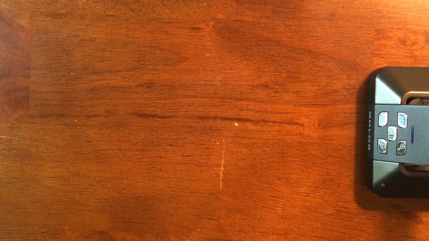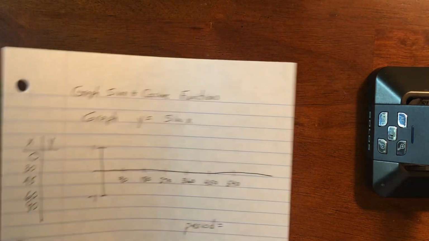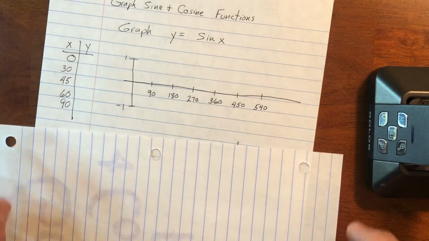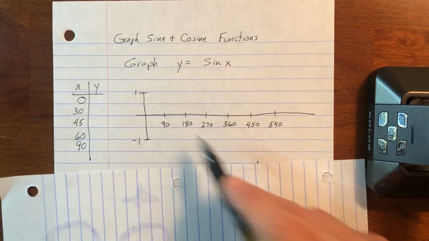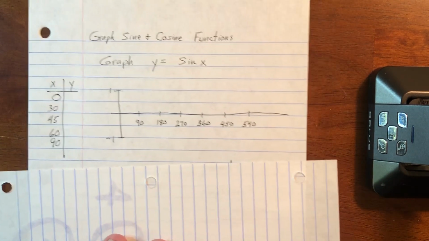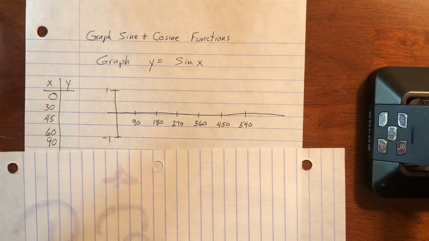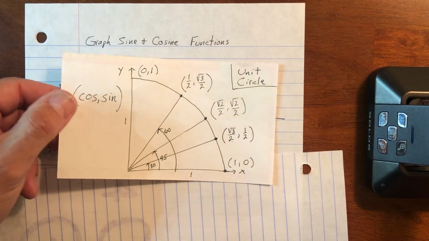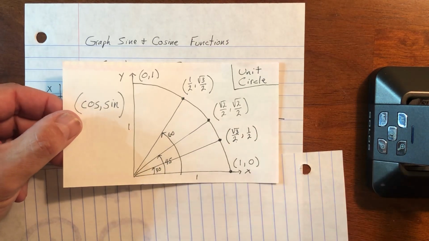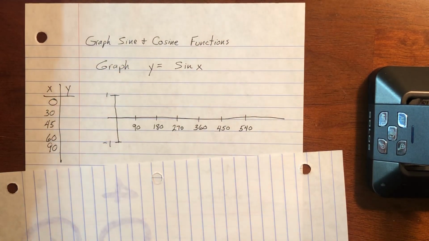We are going to graph these very similarly to how you did in Algebra 1 by just making an XY table and plotting some points and seeing what happens. Okay, so I'm going to take out my cheat sheet that we made the other day of what the sine and cosine of all these special angles are, just to help me out. And let's go from there.